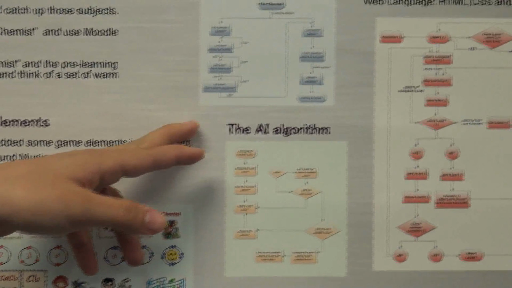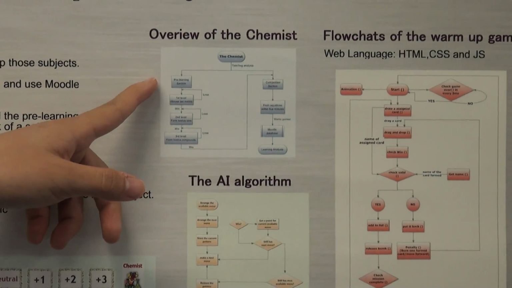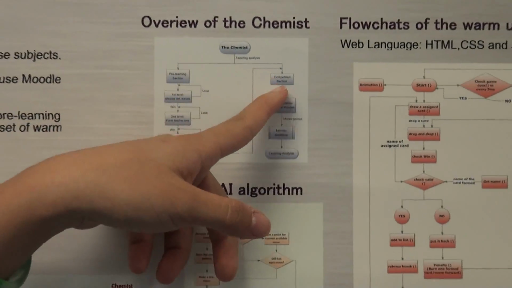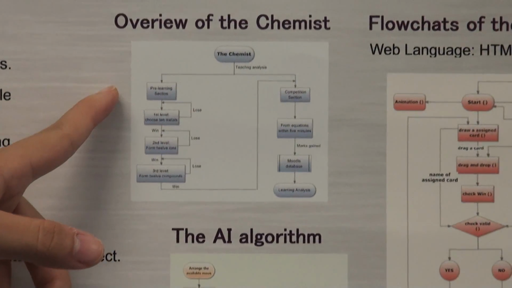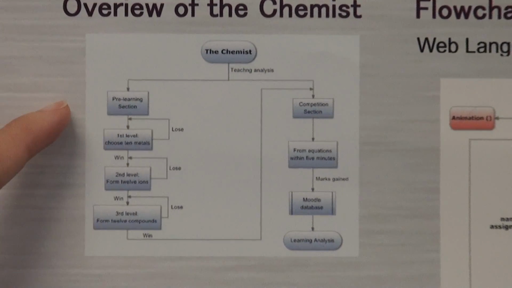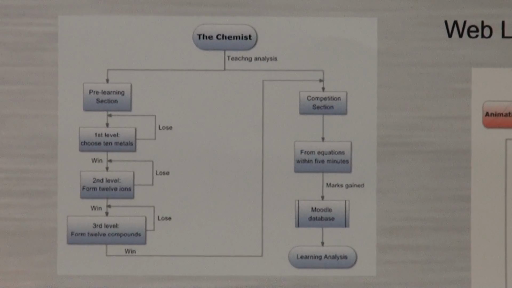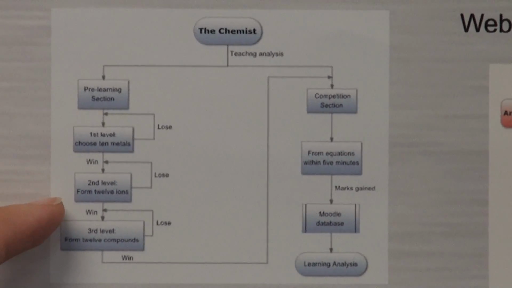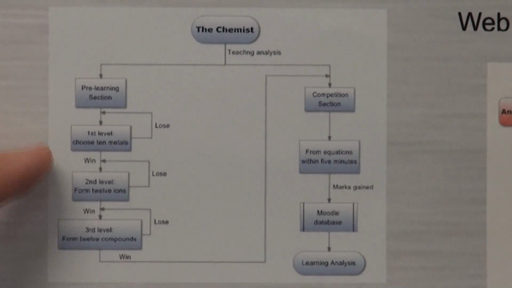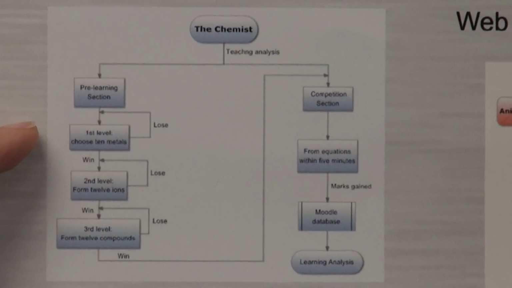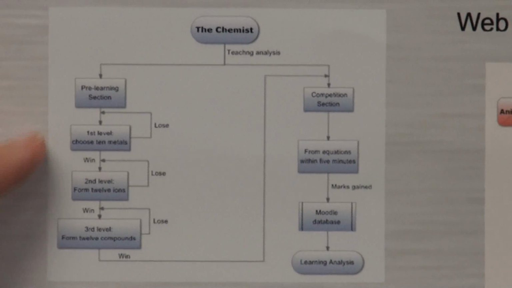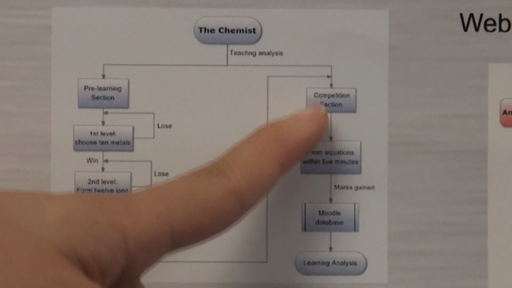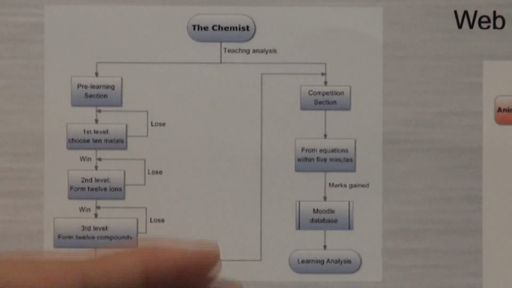The Chemist is divided into 2 parts. The first part is the pre-learning session and the second part is the competition session. In the pre-learning session, there are altogether 3 levels. Students need to complete each level before entering the next level. If they fail, they will stay in the current level and try again. When the 3 levels are completed, students will enter the competition session and have another game.